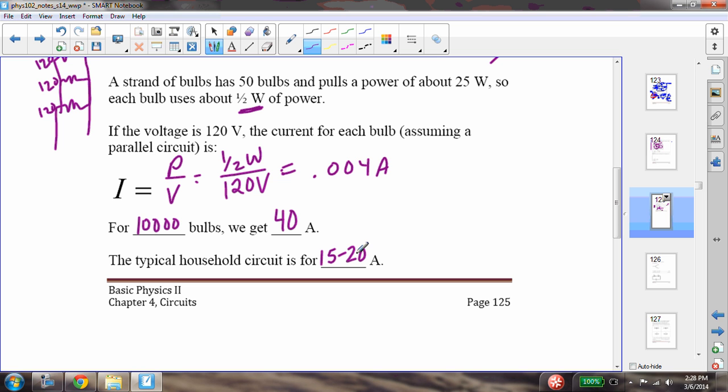Now sometimes you'll have some higher capacity circuits where they can run more current, 30 amps, usually things like your electric dryer. Okay, now let's move on into multi-loop circuits. Actually, we'll pause here and we'll pick up on multi-loop circuits next.